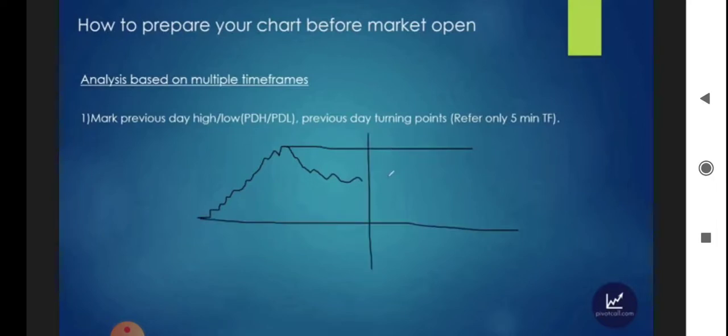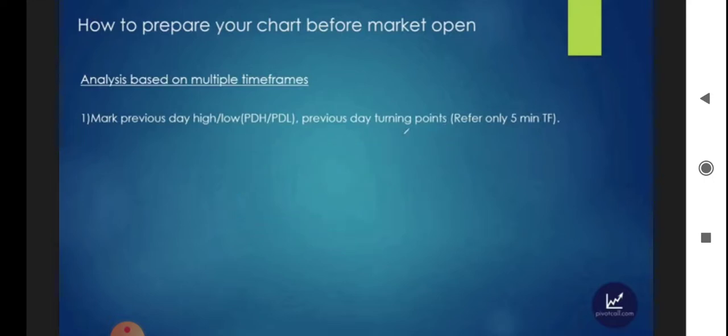For the next day, this is your important level. This is your important level. That is the PDH, and this is the PDL. So it is easy to mark. There is no confusion. But the only thing is that many people don't know about this turning point.